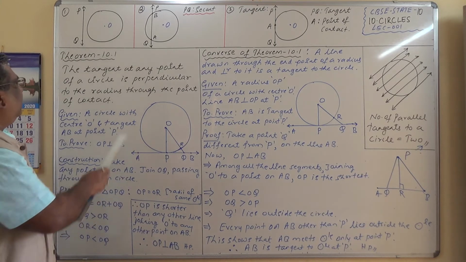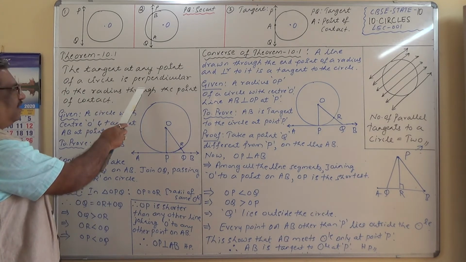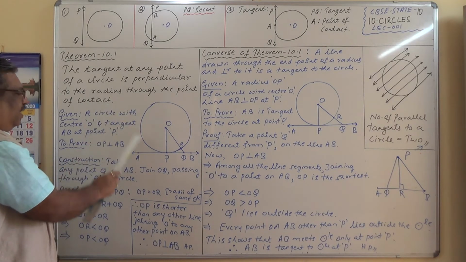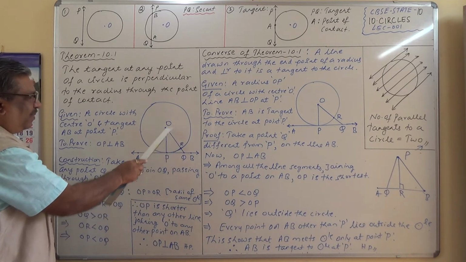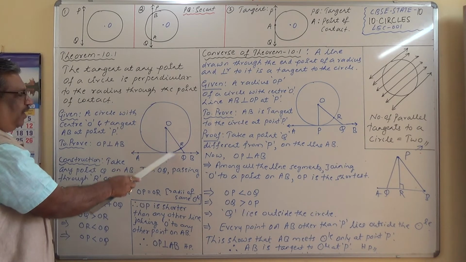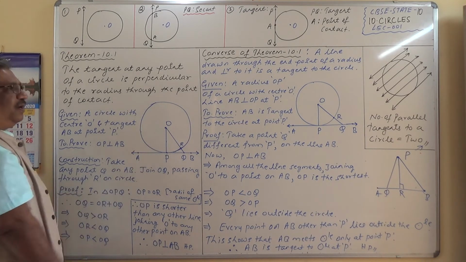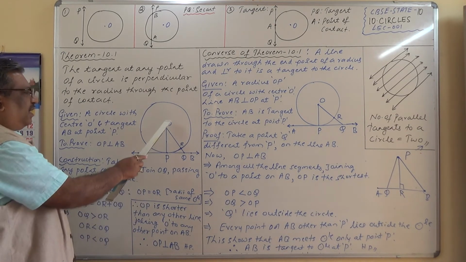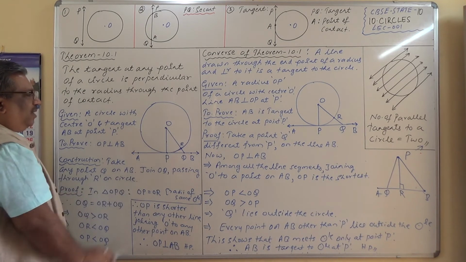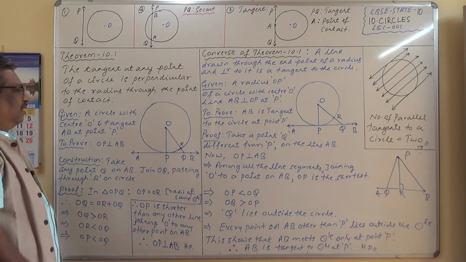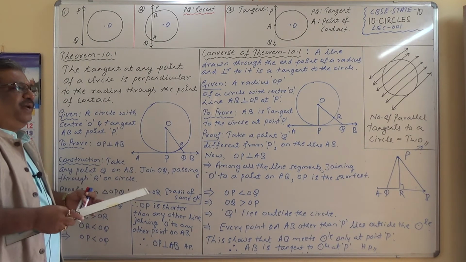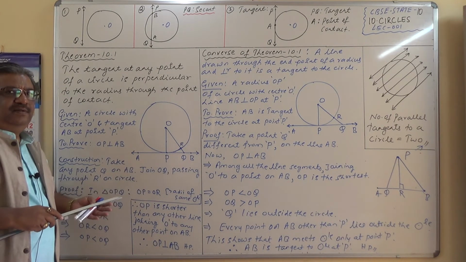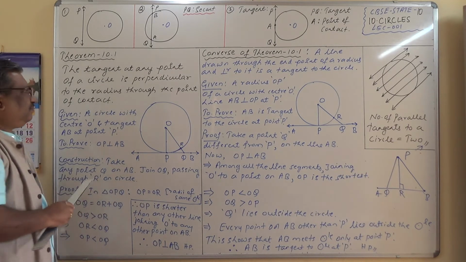So did you understand? The tangent at any point to a circle is perpendicular to the radius through the point of contact. The radius through the point of contact. So आपको prove करना है OP is perpendicular to AB. So this theorem and the converse theorem has to do more with the writing part. So that is more important. Let us see.